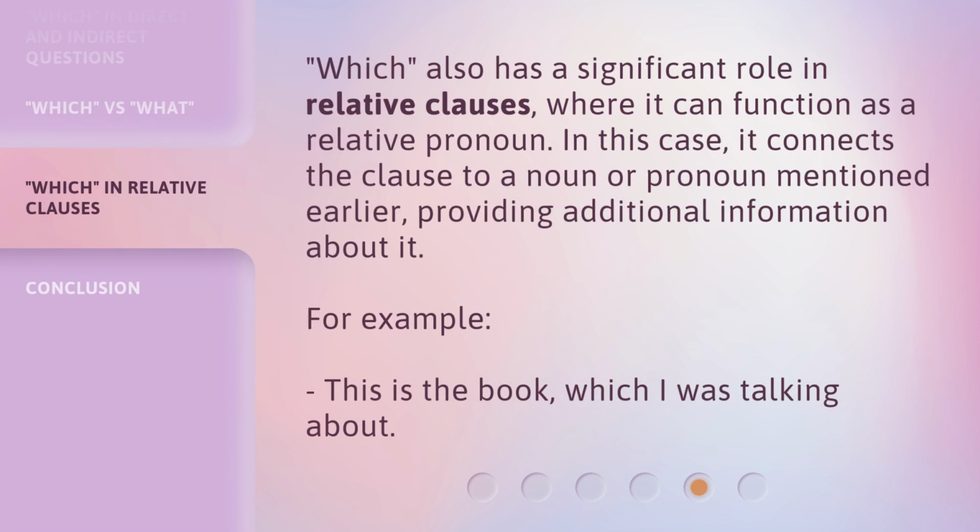Which also has a significant role in relative clauses, where it can function as a relative pronoun. In this case, it connects the clause to a noun or pronoun mentioned earlier, providing additional information about it. For example, this is the book, which I was talking about.